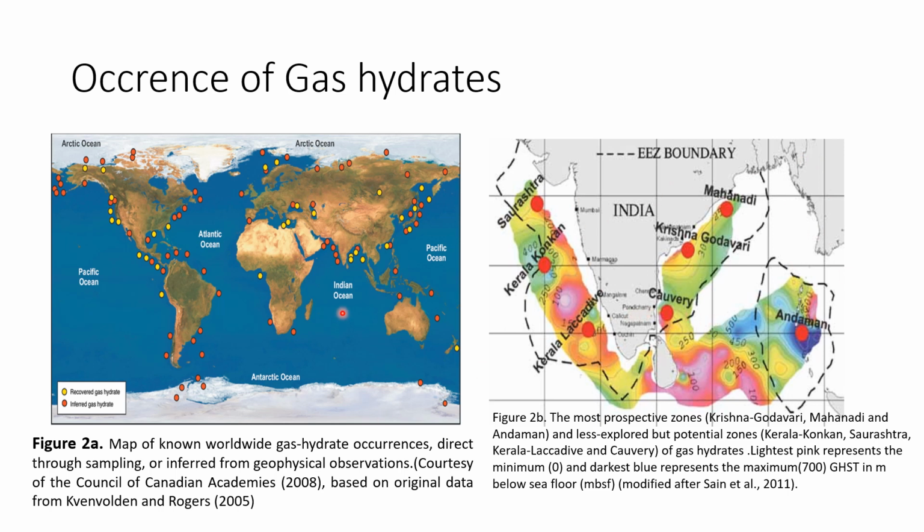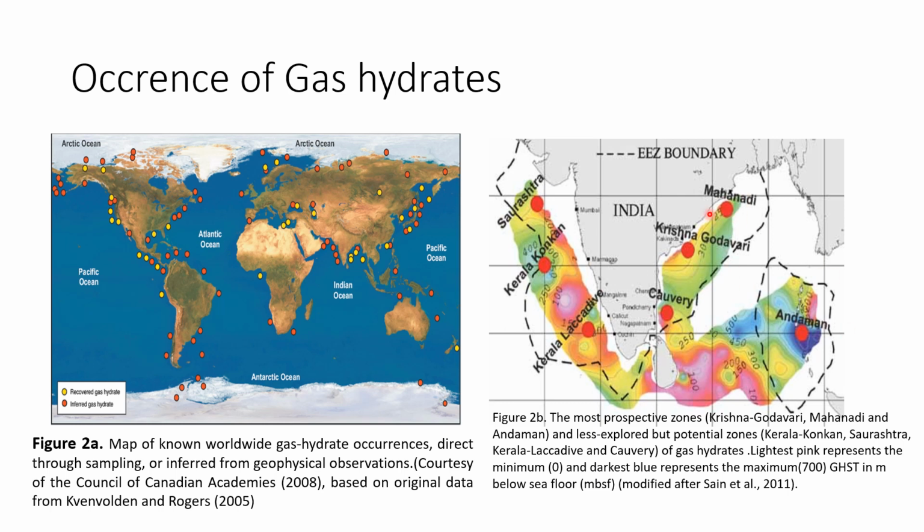Here you can see that in the Indian Ocean, Pacific Ocean and Atlantic Ocean, everywhere we are getting the gas hydrate. And in India, the most prospective zone for getting the gas hydrate is the Krishna Godavari basin, which is also known as KG basin, and the Mahanadi and Andaman basins. This is the Andaman basin, this is the Krishna Godavari basin, and this is the Mahanadi basin.